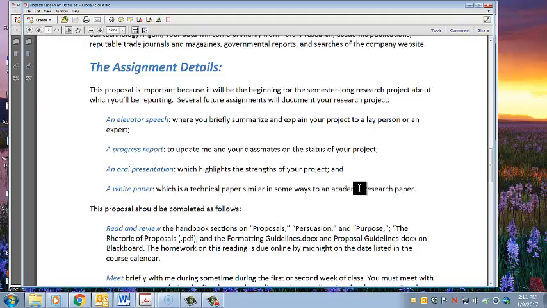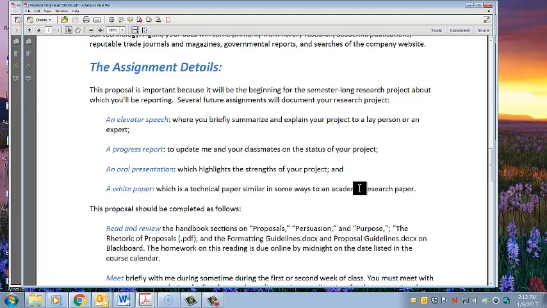There are going to be, well, actually the proposal is a single thing. Future assignments that will also document your research project will be an elevator speech, a progress report on how you're doing with whatever it is that you proposed, an oral presentation, and then a white paper. The white paper is the final document that you submit to me. For those of you in senior design, it is a variation of what you submit in senior design most often.